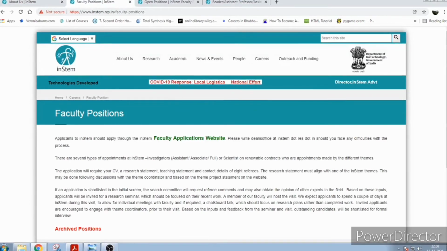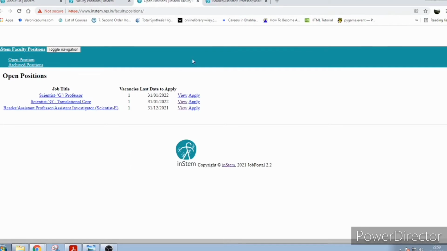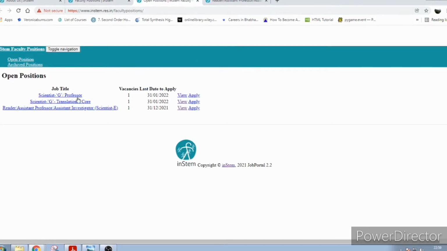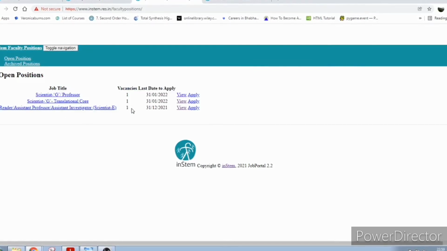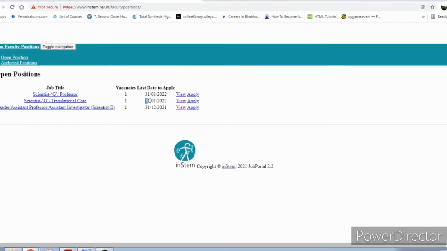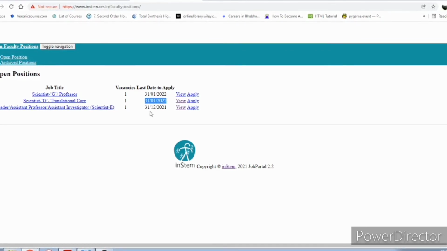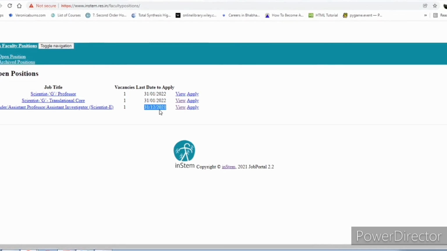So you will come to their career section and click here on the faculty applications website and see what the open positions are. Scientist G professor, Scientist G translational core, and reader or assistant professor or assistant investigator Scientist D. For all of these, the total vacancies are 1, 1 and 1. The last date of application is 31st January 2022 for this scientist. Another scientist is 31st January 2022, and for assistant professor it is 31st December 2021.